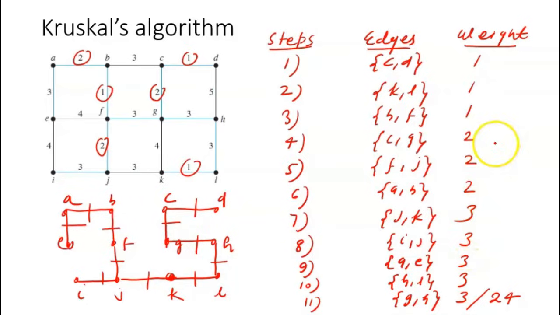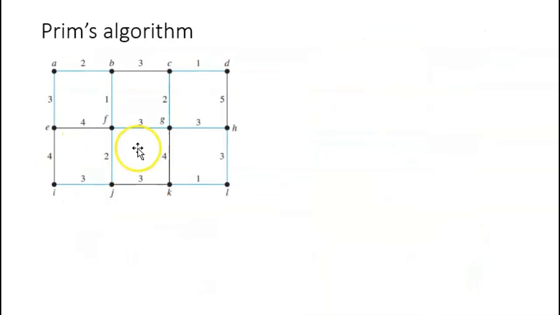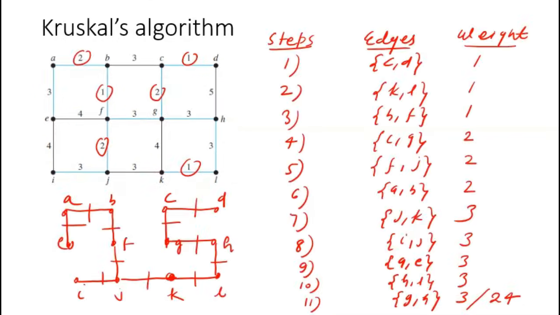So 15 plus 9 is 24. And if you remember, when I discussed Prim's algorithm, there also I got the weight 24. So in Kruskal's also the weight will remain the same. I hope you have understood the difference.